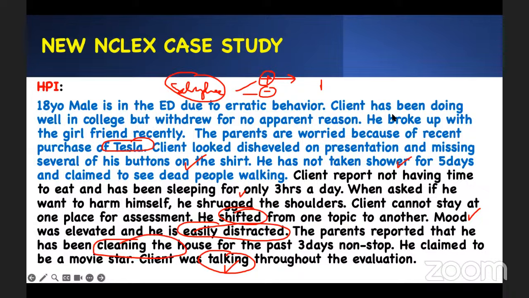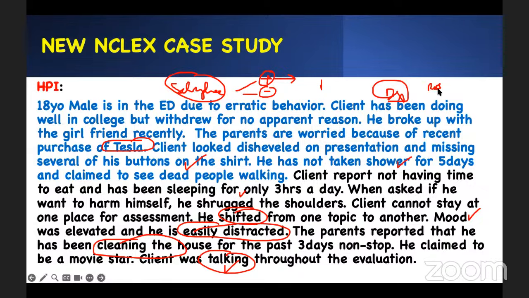That's what we call differential diagnosis, and some review of systems that is going on. This is the way you break down the question. You say, no, this cannot be schizophrenia. He has all the signs and symptoms of what? Somebody that is above the top: he's talking, he's cleaning the house, he's not sleeping.